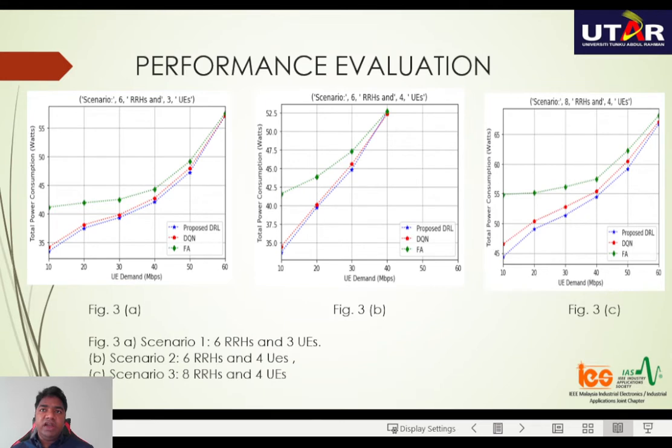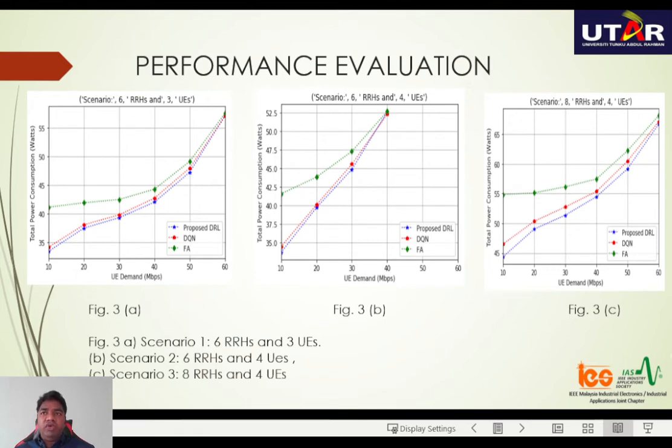This is our performance evaluation. In figure 3, DQN saves 17.03%, and the proposed DRL method saves 18.78% more power than the traditional method at 10 Mbps user demand in scenario 1. For scenario 3, the percentage of energy saved by DQN is 15.2, while it is 19.2 by the proposed method.